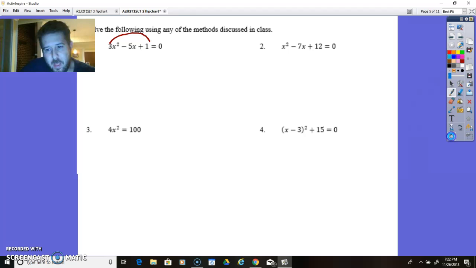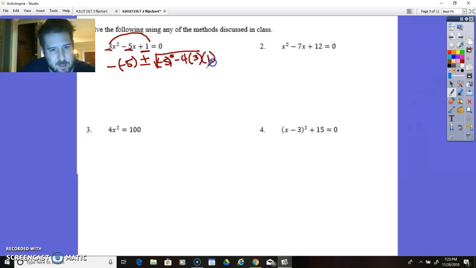Okay, so that brings me to my next option, which would be completing the square. Anytime this is an odd number right here, or if it's not a perfect square right here, I'm just going to skip completing the square. So that's going to lead me to the quadratic formula. Remember, this is a, this is b, this is c. The quadratic formula is kind of my last resort because it's a lot of work. So that's negative b, where b is negative 5, a is 3, c is 1, plus or minus the square root of b squared, so negative 5 squared, minus 4 times a times c, all divided by 2 times a.